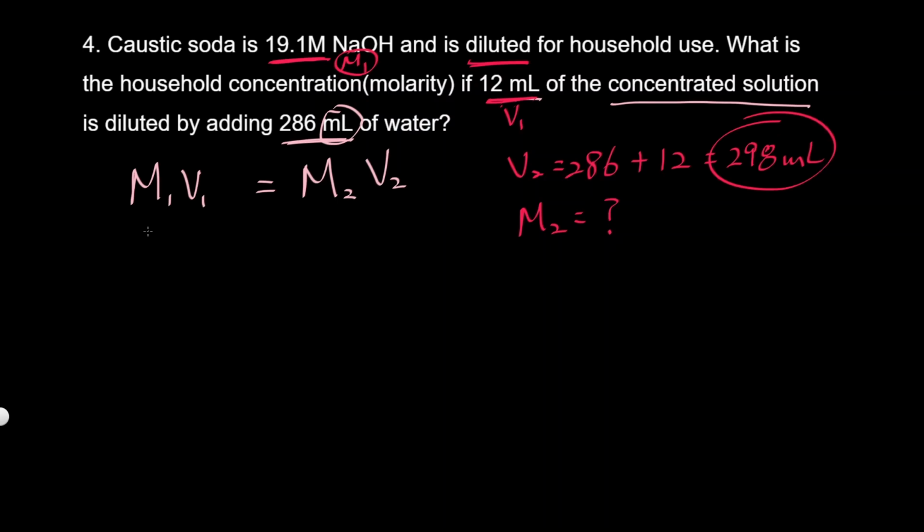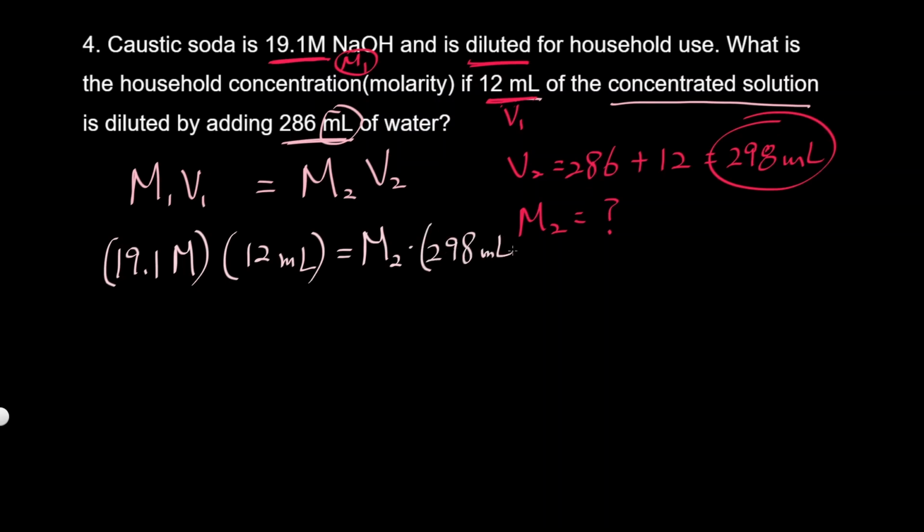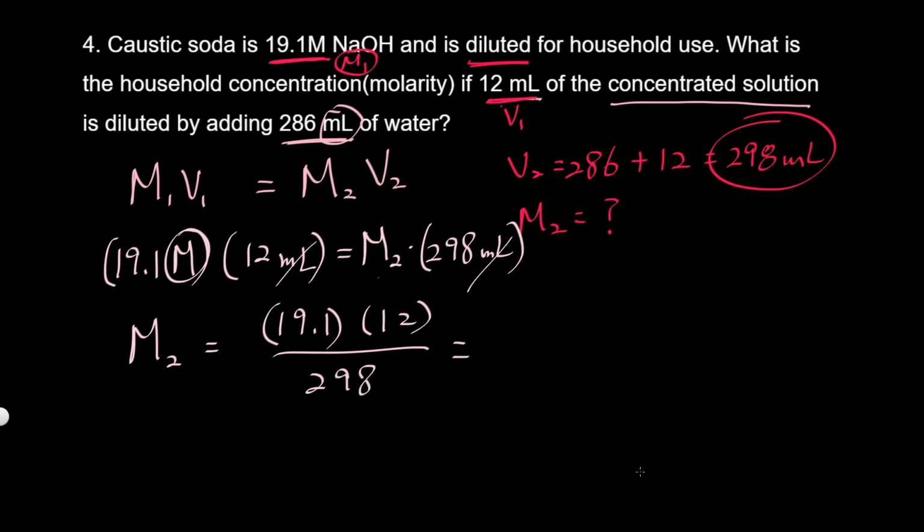So we've got M1, which is 19.1 molar, and V1, which is going to be 12 ml. That's going to equal the molarity of the second one. We don't know, we're trying to figure that out. V2 is 298 ml. See how the ml cancel out when you divide. Molarity of the second one is in molar in terms of unit. That's what we want. So for the molarity of the second one, which is the diluted one, all you got to do is 19.1 times 12 divided by 298. Let's see what that is.